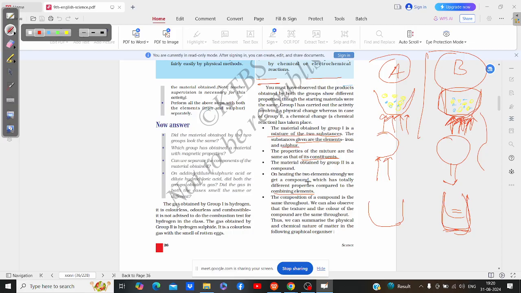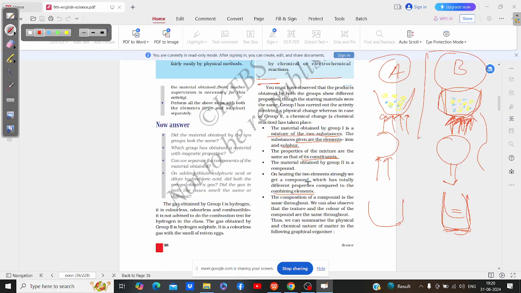So now we can see the difference between the mixture and a compound, right? In group 1, what we have done is we just mixed the two substances, right? Iron fillings and sulfur powder, we just mixed the two substances.